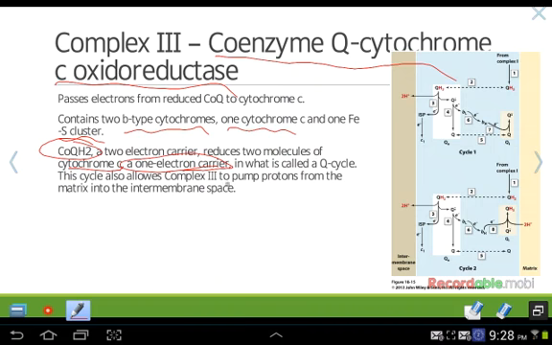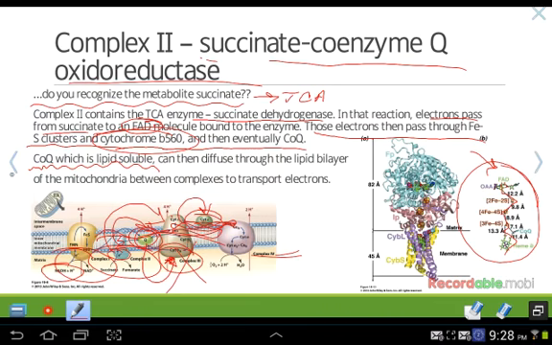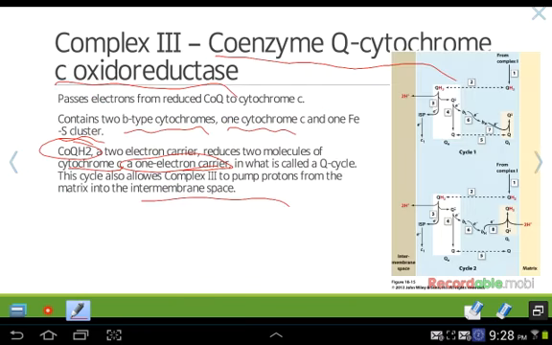This cycle allows complex 3 to pump protons from the matrix into the intermembrane space. So now we have another site of proton pumping. As you see, we get another 4 protons from complex 3. For each electron in the pair, we get 2 protons for a total of 4.